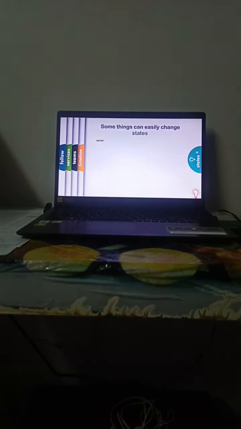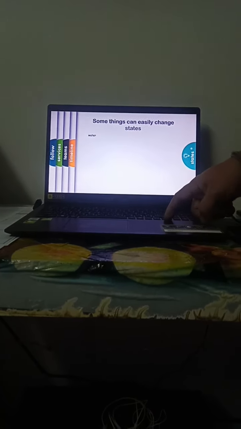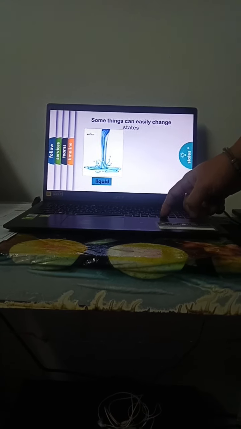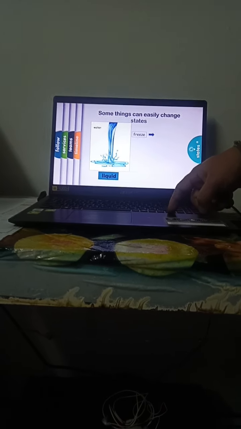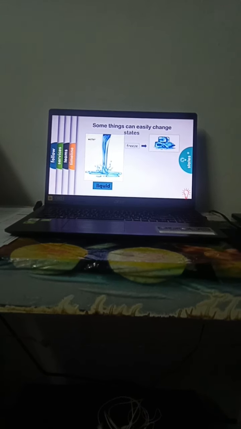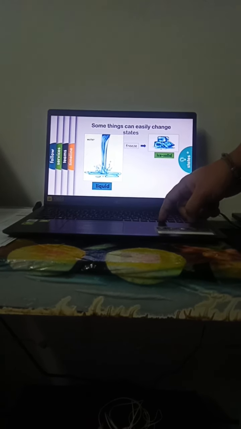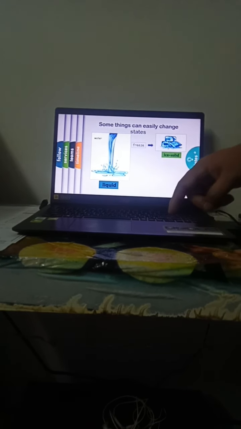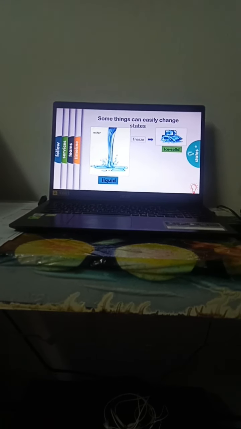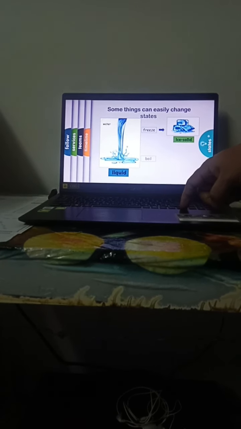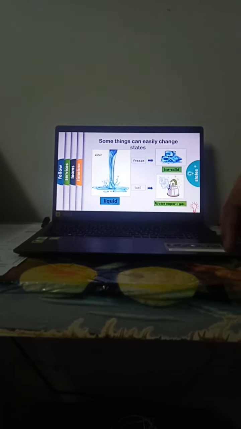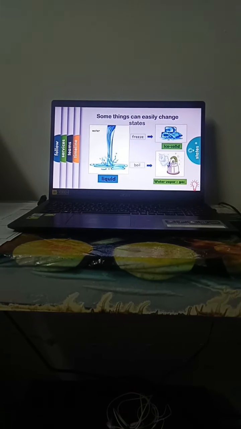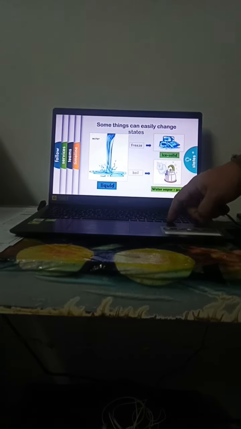Some things can easily change states. Okay? Water is a liquid. If you freeze it, it will become ice, or it will become solid. Ice is a solid. Okay? If you boil it, it will become water vapor, which is gas.